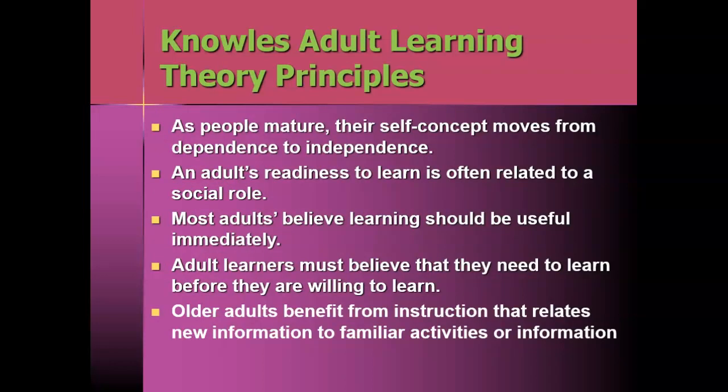According to Knowles' learning theory, adults need to be taught differently than children. As people mature, their self-concept moves from dependence to independence. Adults' readiness to learn is often related to their social role. Most adults believe the information learned should be useful immediately. In general, adult learners must believe they need to learn the information before they are willing to learn it. Adults may need to be shown the importance of learning new information, health practices, or skills.